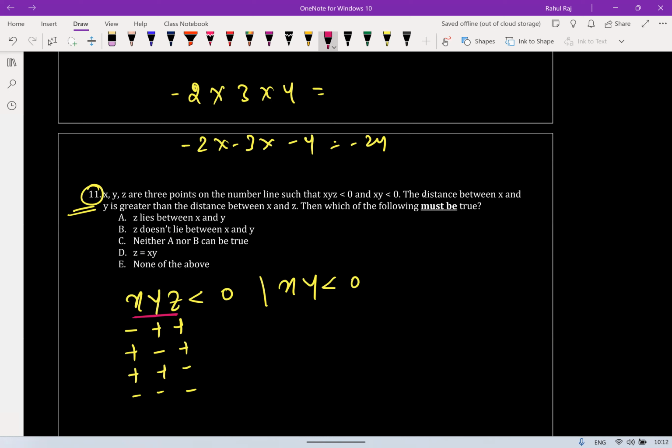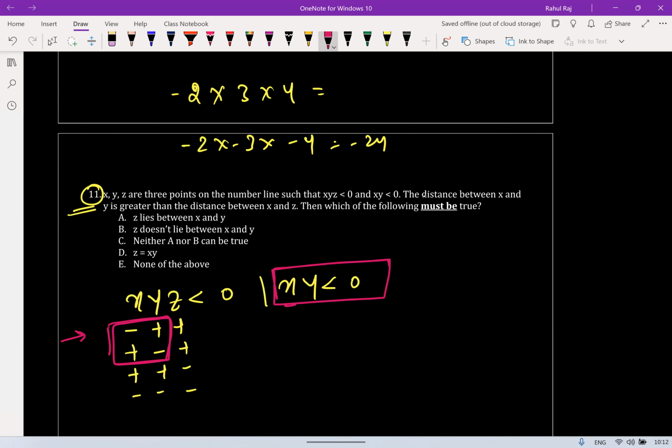Even for X, Y, that means you have to keep one negative. So in xy less than 0, it means one negative, one positive. Technically, we are bothered about only the sign of xy, because here also a statement is given, xy less than 0. I'll play around with these two cases.